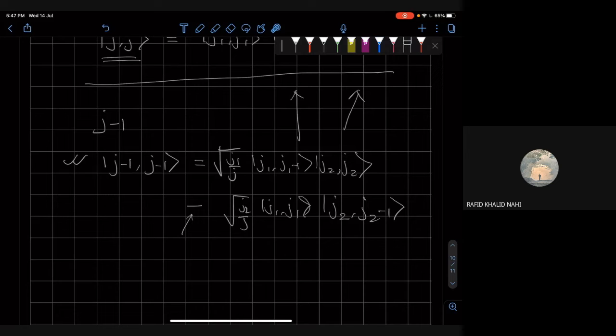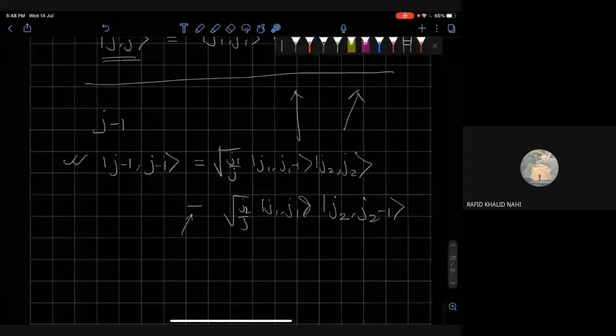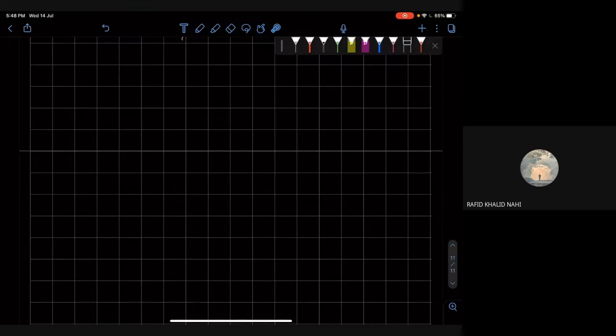So you keep on doing this. And then, let me just show you what happens in a cartoon diagram. Suppose that your J1 was 2, J2 is 1.